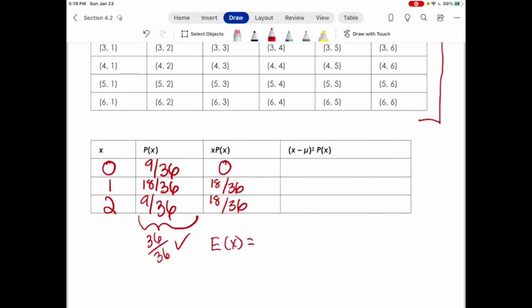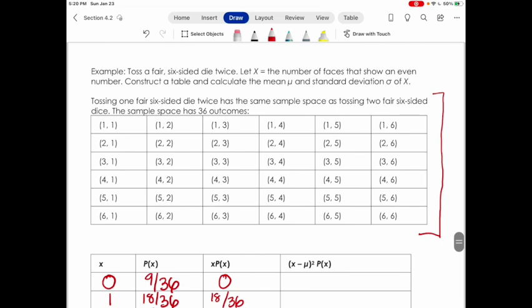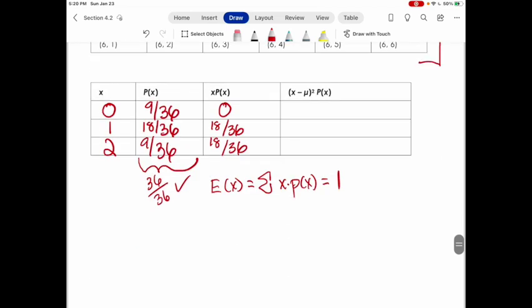All right, now that we have all of our x's times our corresponding probabilities, to find the expected value, we want to add all of those values up. So when I take 18 over 36 plus 18 over 36 plus 0, that's going to give me 36 over 36, which is 1. So we're going to use this as our mean. That's our expected value when we go to calculate the standard deviation in that last column.